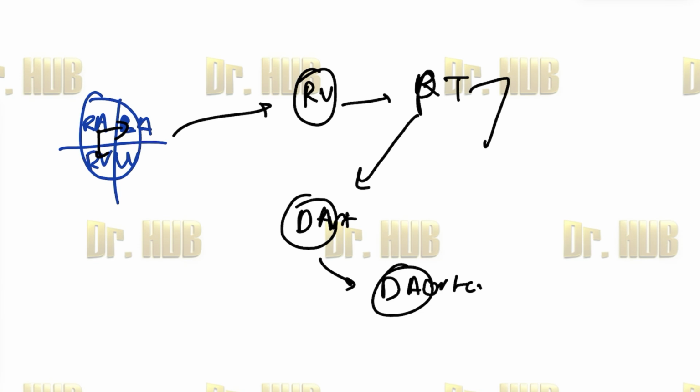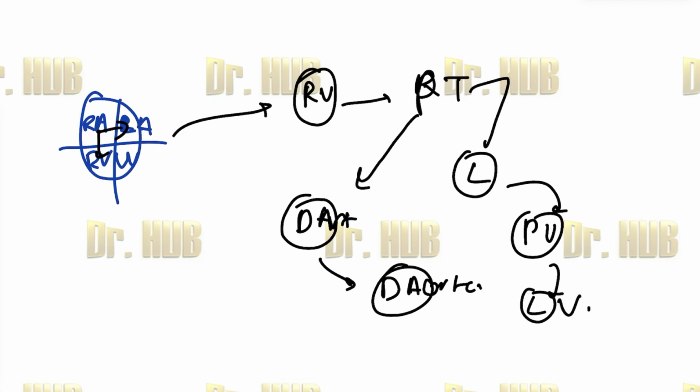The other path is it can move on from the pulmonary trunk to the lungs and the pulmonary veins. So it moves on to the pulmonary trunk, goes to the lungs, the pulmonary veins, and then it moves on to the left atrium.